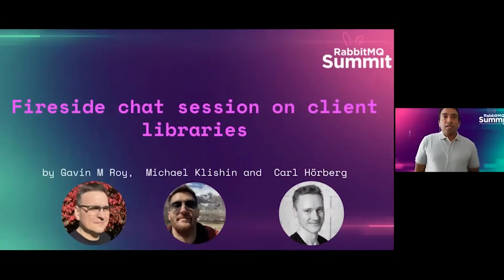Gavin M. Roy is an industry speaker, passionate technologist, and an author of RabbitMQ In Depth. He'll offer some of his experiences working with RabbitMQ and the various clients used. Carl Hörberg is CEO of 84 Codes, known amongst other things as running the RabbitMQ SaaS offering called CloudAMQP.